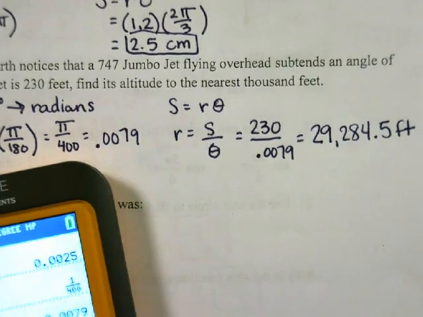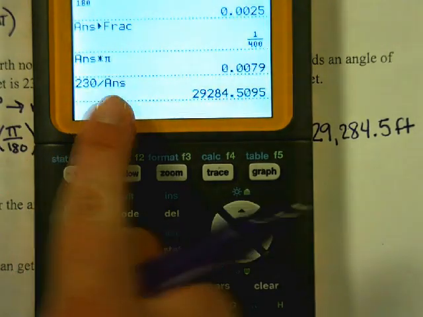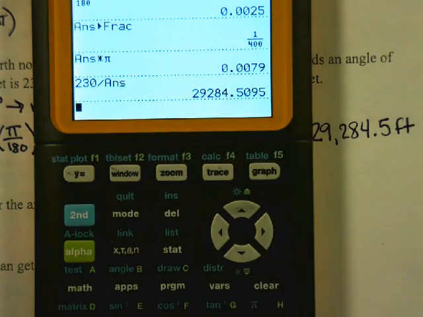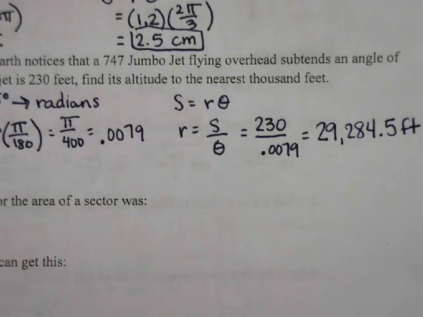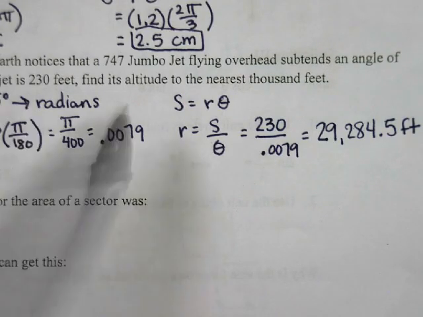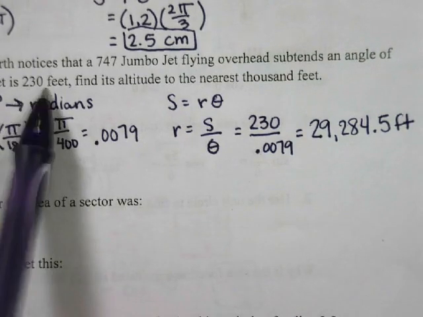Probably because I did the answering here. So I just grabbed this guy. So if you did 0.0079, you're probably going to get something different. So if we do 230 divided by 0.0079, yeah, you're going to get something different. Okay, which brings me to a good point. How many significant figures did our problem have? 3. Technically 3, right?